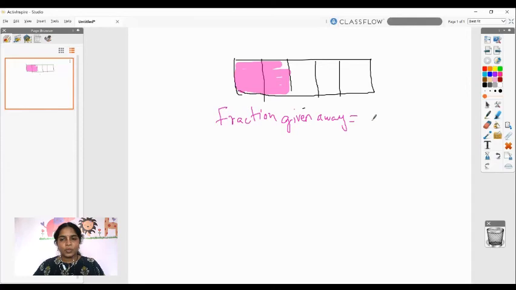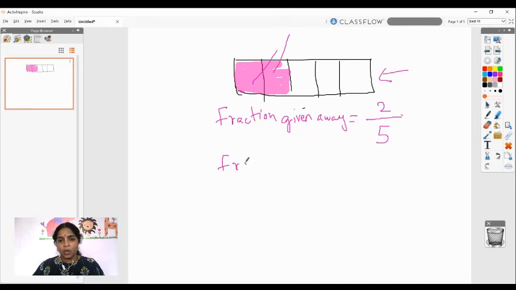Then first you take the denominator. Denominator always talks about how many parts are there in one complete whole. So the denominator is 5. How much was given away? This 2 was given away. So 2 out of 5 is given away.